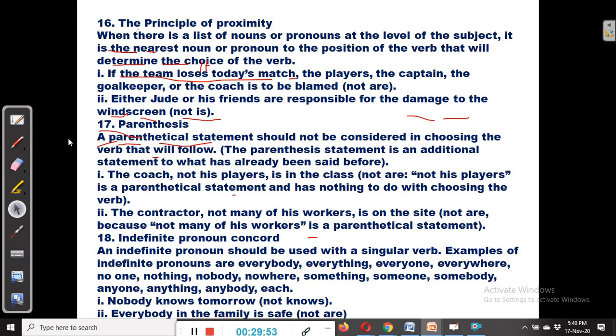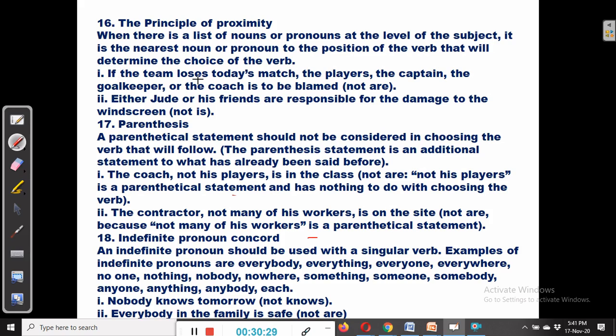And that is 16. Let's wipe our writings here. Okay. Rule number 16, the principle of proximity. We earlier met the principle of proximity, but in another aspect. Now, when there is a list of nouns or pronouns at the level of the subject, it is the nearest noun or pronoun to the position of the verb that will determine the choice of the verb.